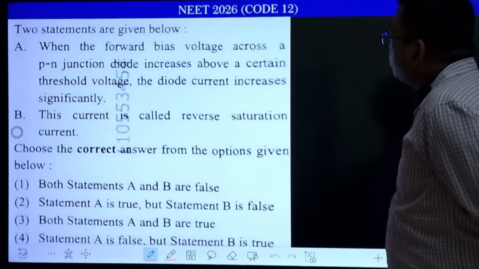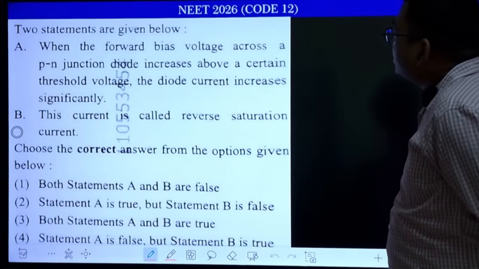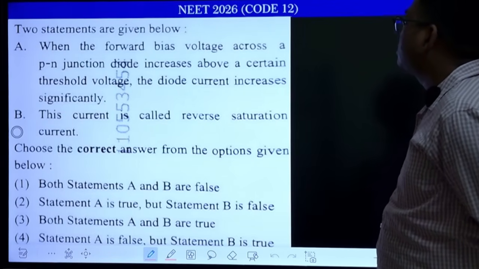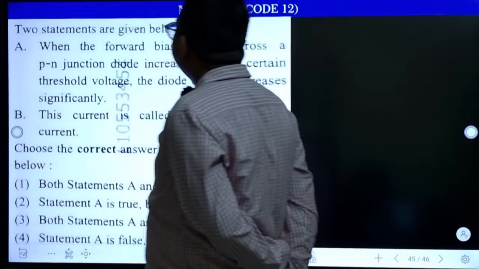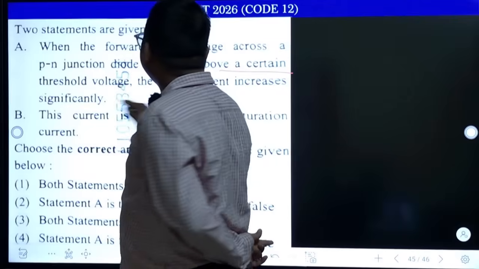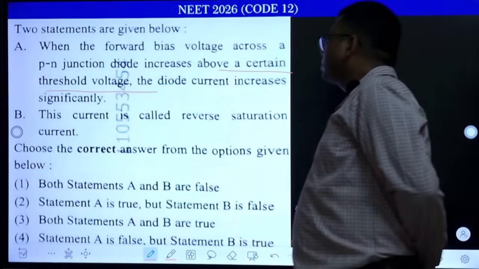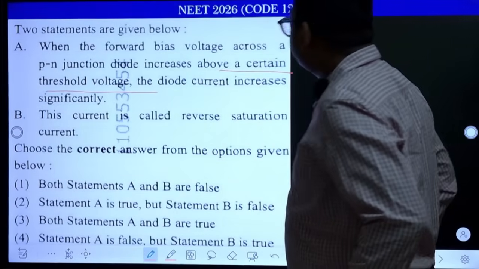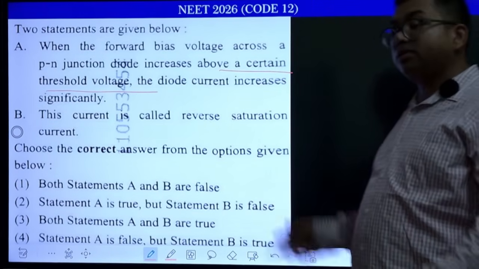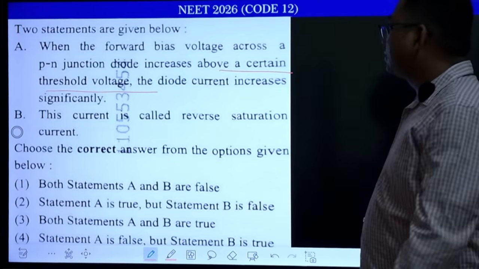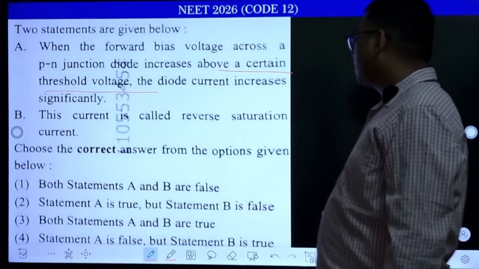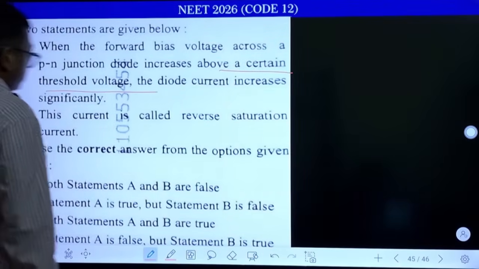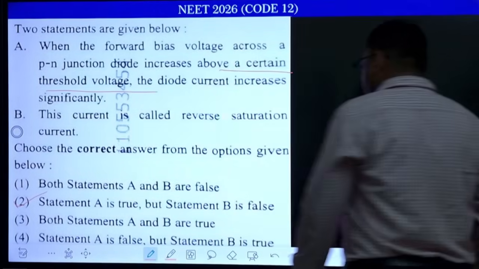Two statements are given below. When the forward bias voltage across a PN junction diode increases above a certain threshold voltage, the diode current increases significantly. That threshold is called the knee voltage, right? Definitely this is correct. Statement 2 says this current is called reverse saturation current. No. Reverse saturation happens in reverse bias. So the first is definitely correct, but statement 2 is not correct. So the second is the correct option, right? Let us move to the next.